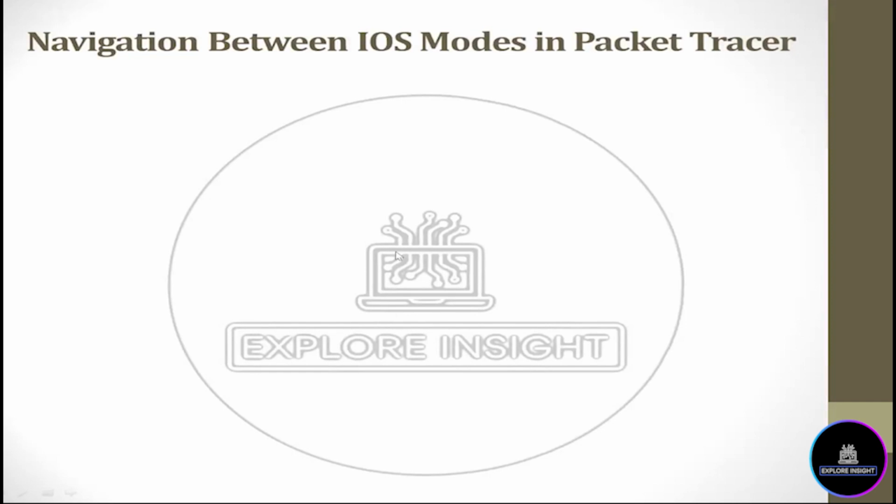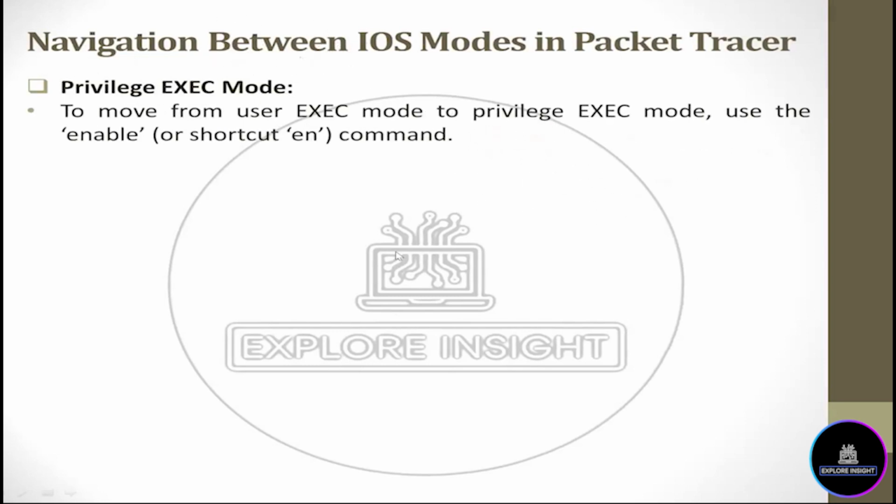Let me start with the user exec mode to privilege mode. How do we get to the privilege mode? The user exec mode is the first thing we see once we get in and press the enter key on the switch device. All we need to do is use the enable command. This moves us from the user exec mode to the privileged exec mode. For the shortcut, you can just type en, which represents enable.